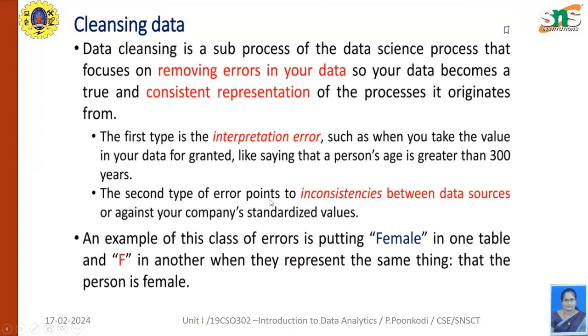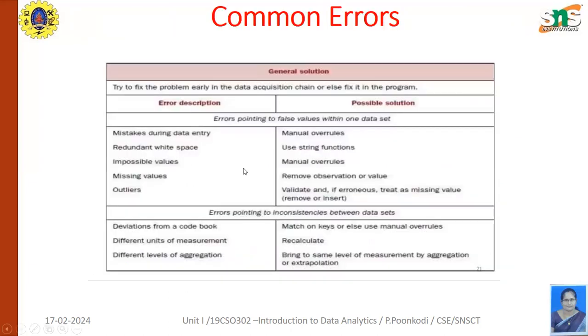The second type of error is inconsistencies between the data sources or against your company's standardized values. An example of this class of errors is putting female in one table and F in another when they represent the same thing. If in one table they represent gender as male and female, but in another table they represent it as F and M, in that case inconsistency may arise.